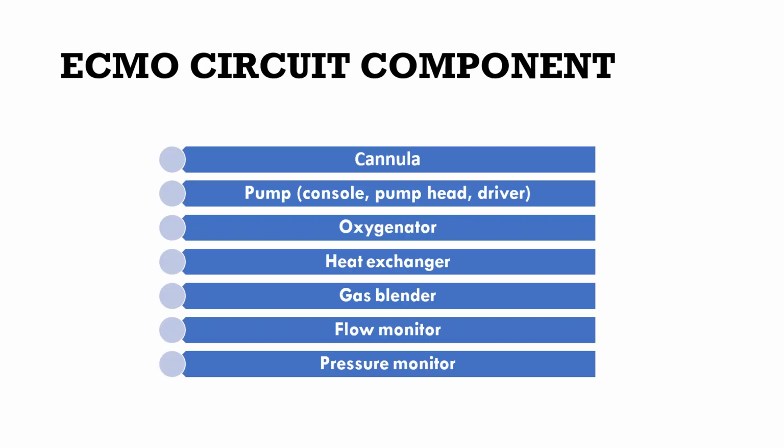ECMO circuit components start with the cannulas, drainage and return, the pump, which has a console, pump head and driver, the oxygenator, heat exchanger, gas blender, flow meter, and pressure monitoring.